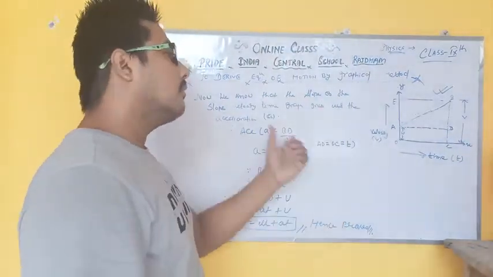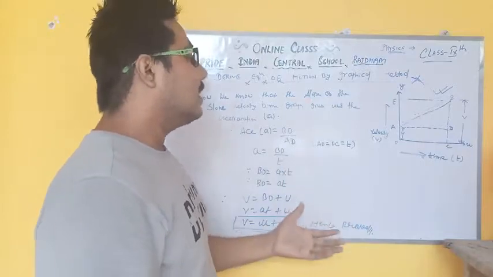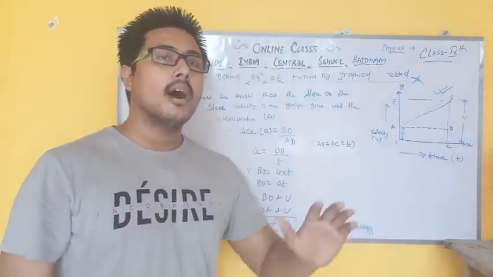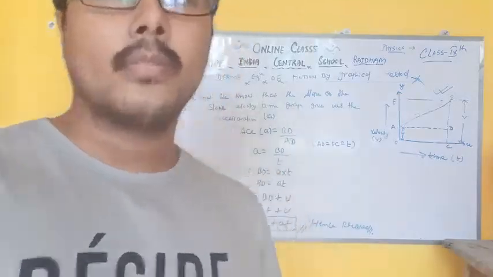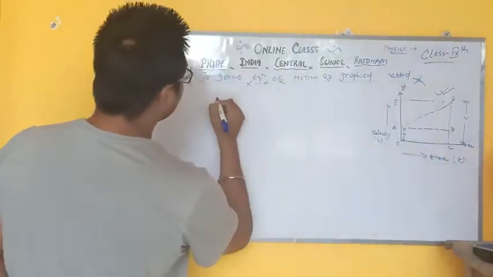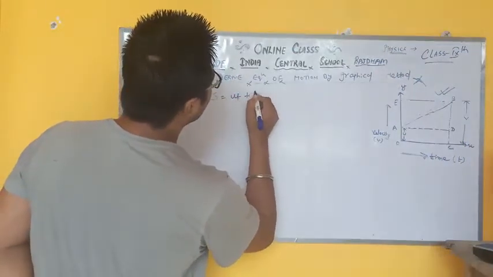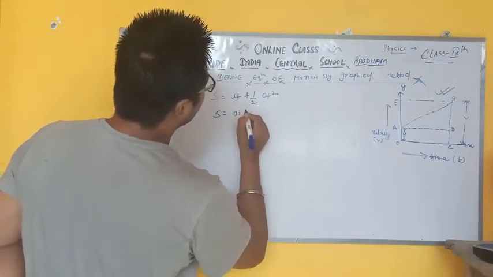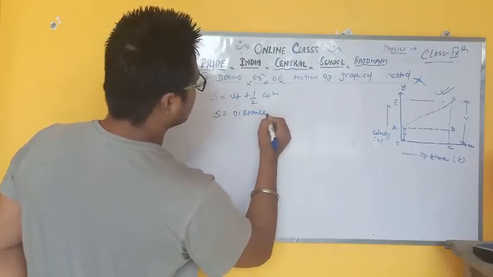So now we will move on to the second equation of motion, that is S is equal to ut plus half at square. Now we need to prove S is equal to ut plus half at square, where S is distance.